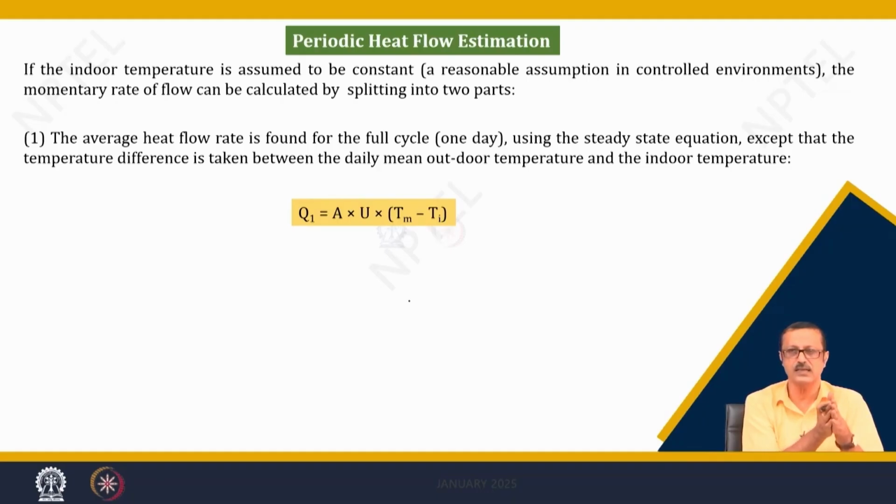Why steady state scenario? I am assuming a mean and playing with the indoor set point temperature, where indoor set point temperature Ti is going to be constant, or I will keep that constant for the controlled environment. That is the steady state for all the 24 hours; I am assuming it is flowing the same way. But there is a second component also.